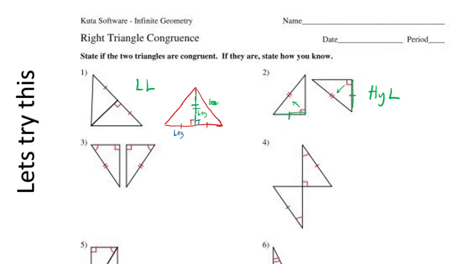Anyone? Sige, si Ashley. Okay, hypotenuse angle. Kasi meron tayong hypotenuse na congruent side at meron tayong acute angle. So, hypotenuse, acute angle.